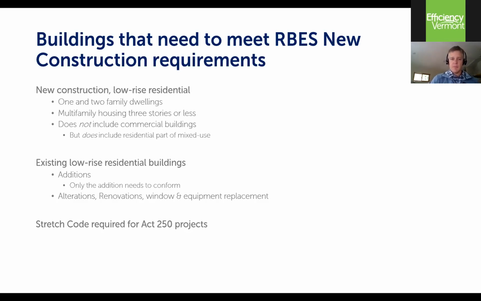Stretch code, again, is a higher standard of performance that's in the code, and we'll cover that in detail in a moment. Stretch code comes into play for any developments that fall under the jurisdiction of Act 250. So if there is a development project underway in your town where an Act 250 permit has been filed and it falls under the jurisdiction of Act 250, then the residential buildings to be built in that development need to meet a higher level of performance, which is what the stretch code requires. We'll cover that in detail in just a minute.